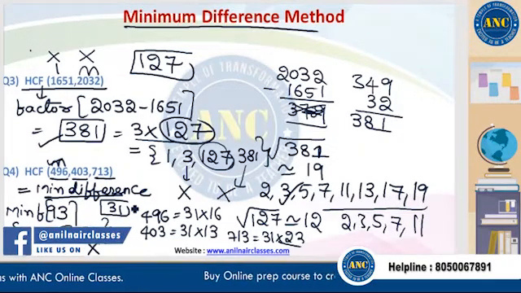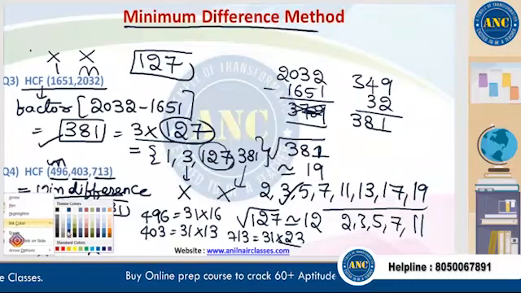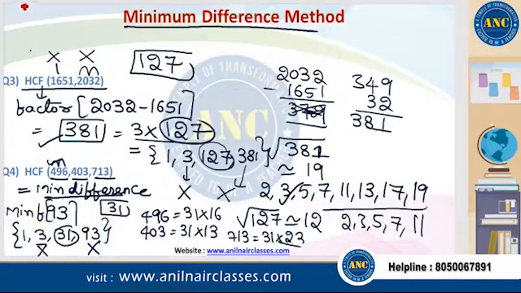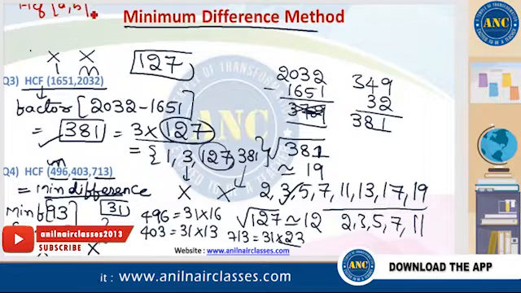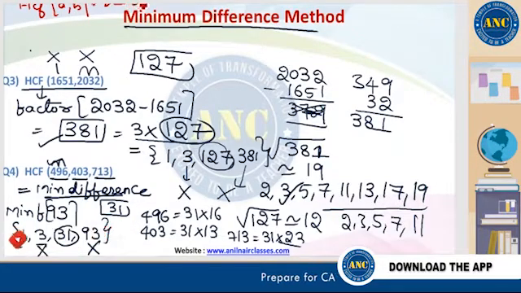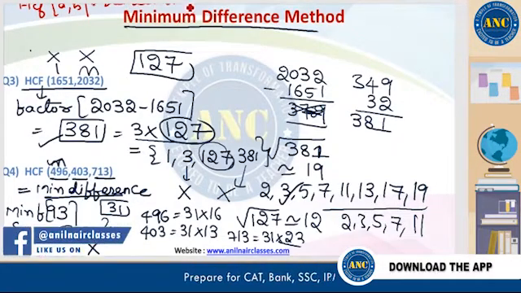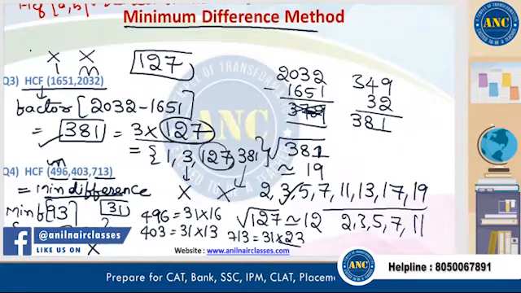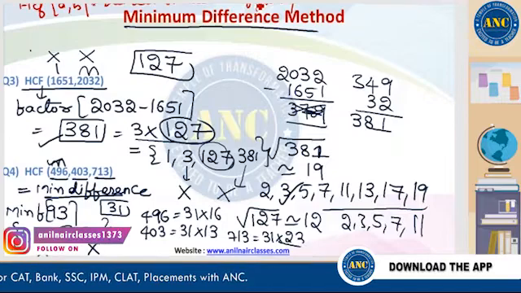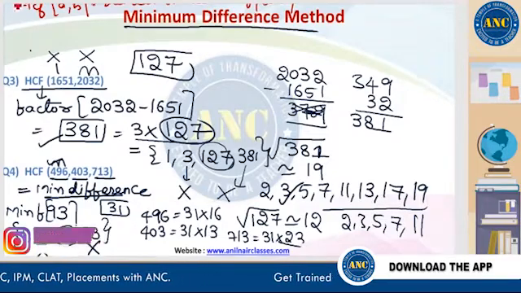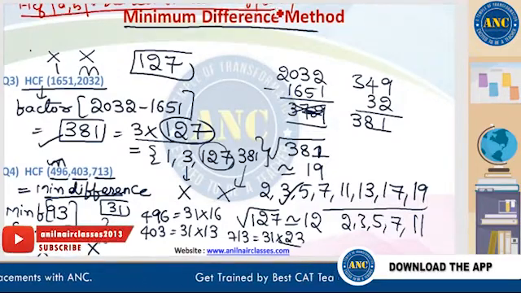What is the concept that we discussed in the previous slide? I'll repeat the concept. HCF of any two numbers: the answer is an element in the set of factors of B minus A. This is the first concept.